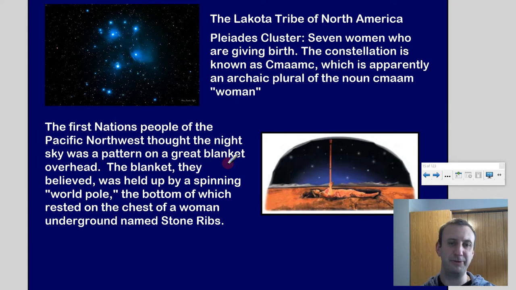The First Nations people of the Pacific Northwest thought the night sky was a pattern on a great blanket overhead. The blanket they believed was held up by a spinning world pole, the bottom of which rested on the chest of a woman underground named Stone Ribs. So all neat ideas in terms of kind of how the universe operated and was to be.